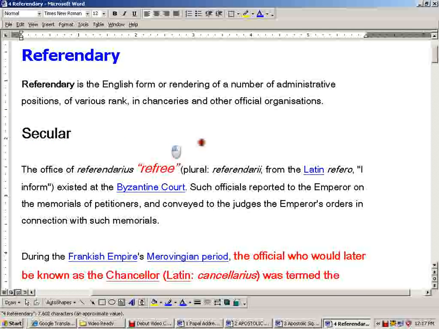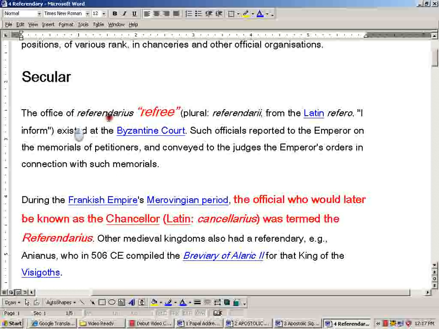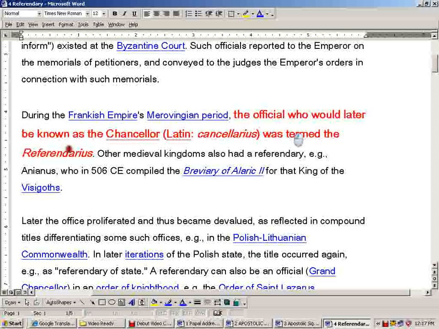So who is this referendary? It is the English form of rendering a number of administrative positions of various rank in chanceries and other official organizations. The office of referendarius, referee, existed in the Byzantine court. During the Frankish Empire of the Merovingian period, the official who would later be known as the chancellor was termed the referendarius. So at the diocese, they have a guy called a chancellor.